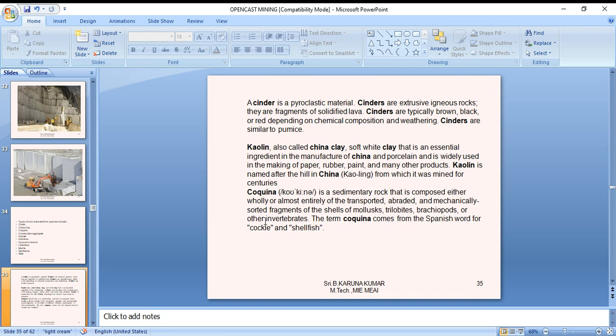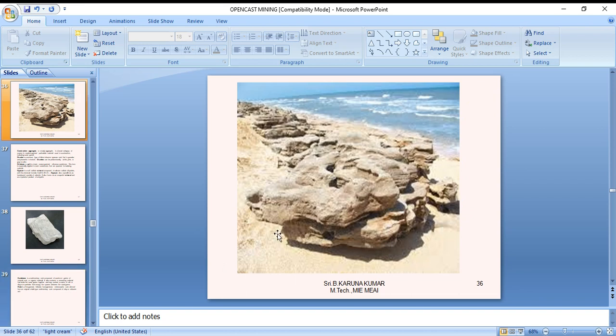Similarly, coquina is a sedimentary rock that is composed either wholly or almost entirely of transported, abraded and mechanically sorted fragments of shells or other invertebrates. The term comes from a Spanish word, so that's why they call it cockleshell or shellfish. This figure is also showing that here. These are mostly the shell type. On the seashore they are forming this. So that's called shellfish. This is one type of material.